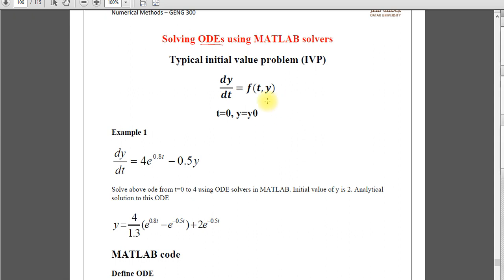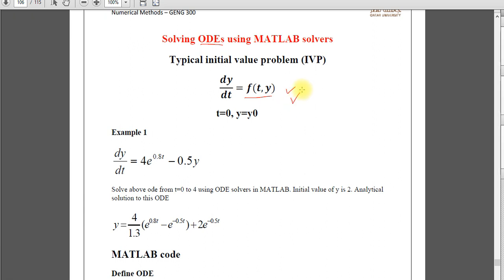So your differential equation is dy by dt. This is ordinary, not partial. So this is d by dt, and dy over dt is a function of t and y.